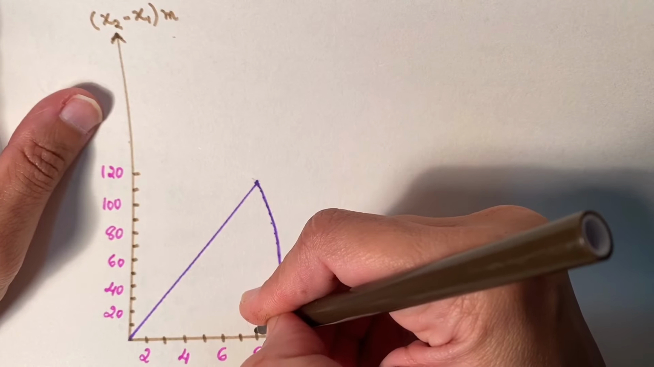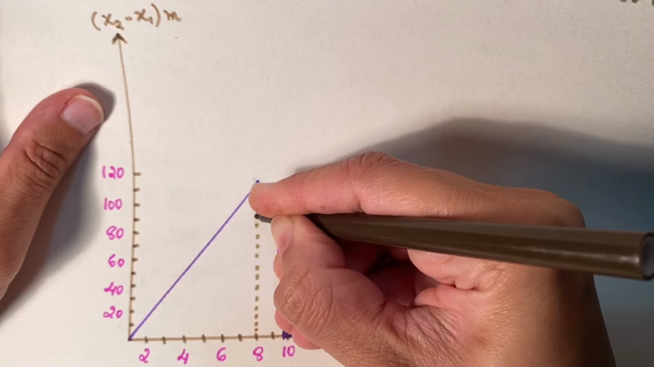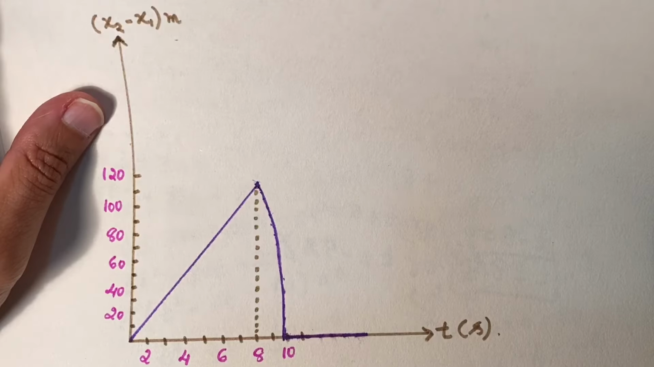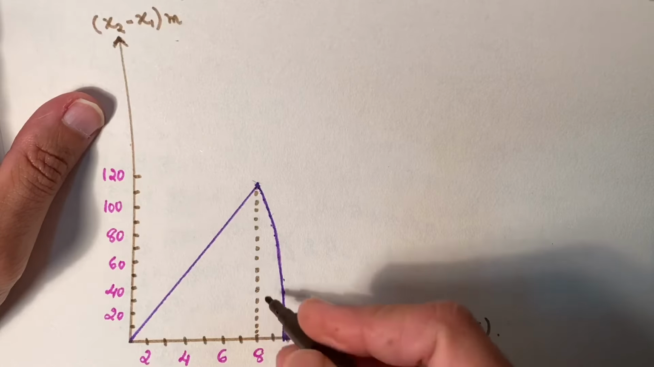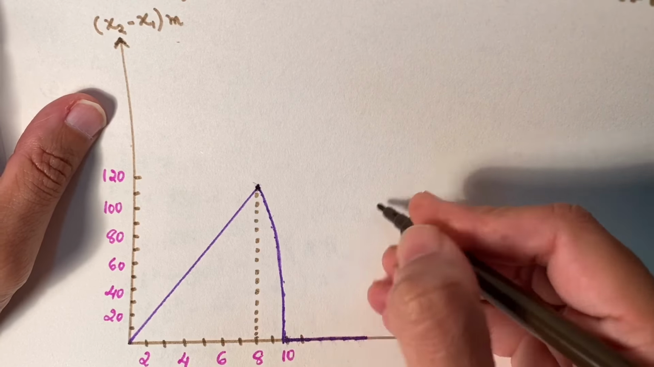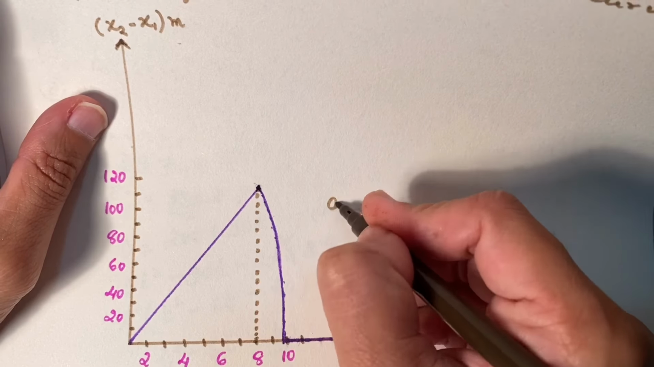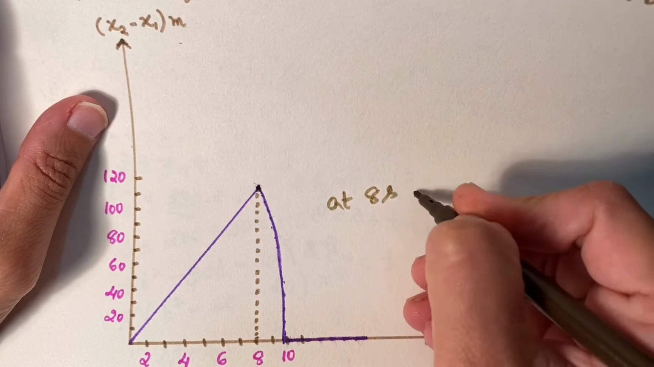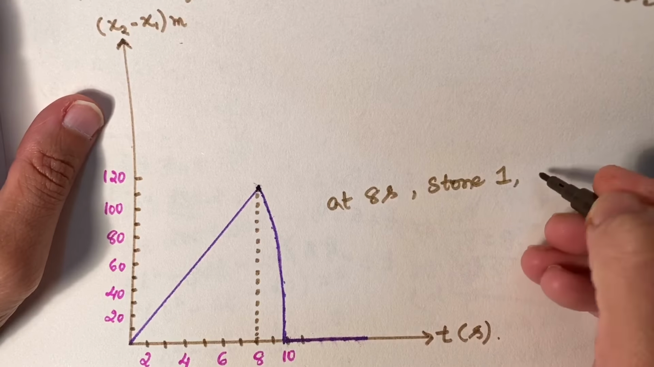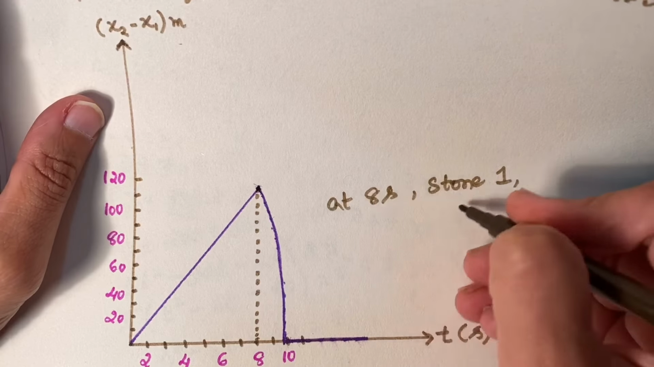So what does it say? It says at 8 seconds, that is when stone 1 reached the ground. What happened at 8 seconds? We know at 8 seconds stone 1 reached the ground, right? So at 8 seconds the position of the second stone, so this means I'll just write it down. At 8 seconds, stone 1 had reached the ground.